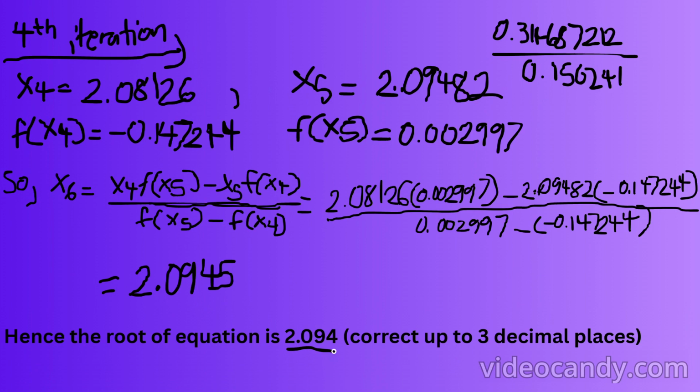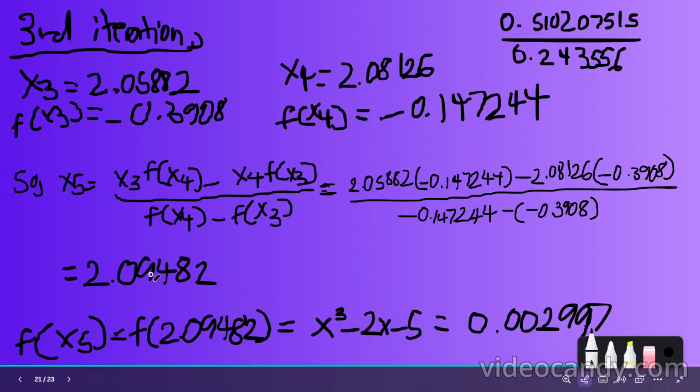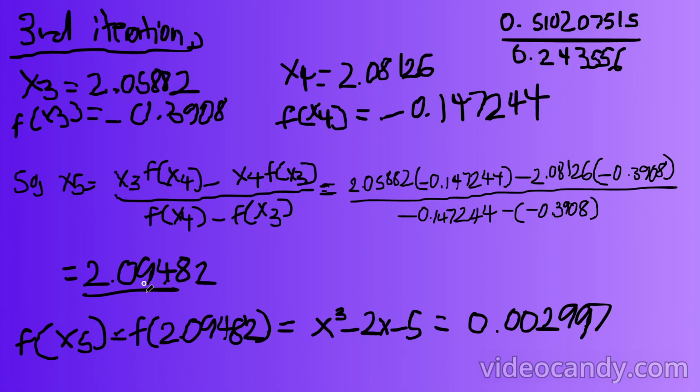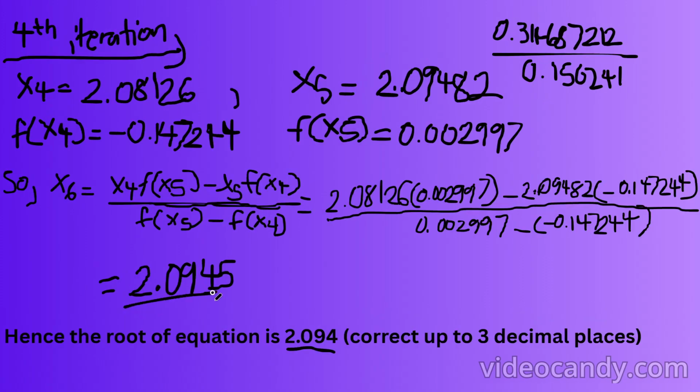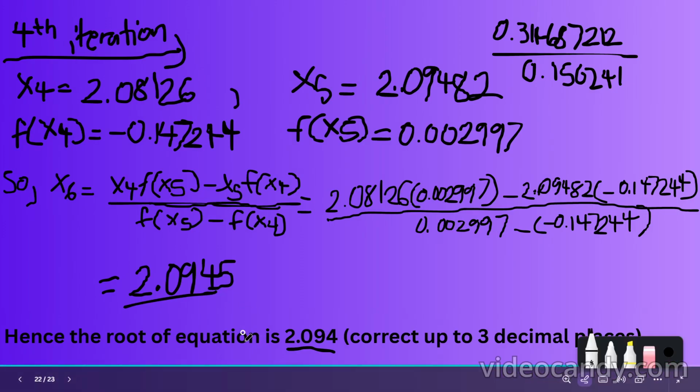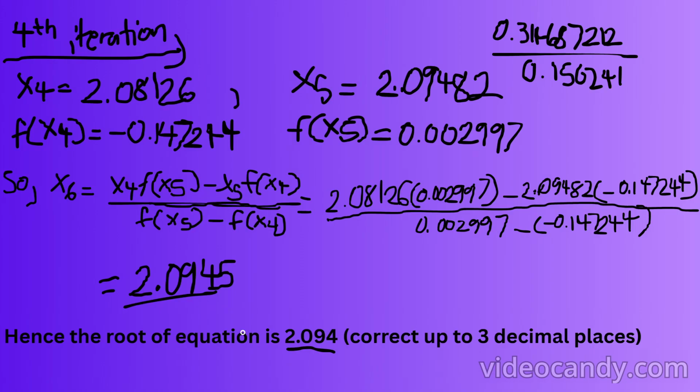Because how? Let's say in the third iteration you get 2.094. Another iteration, you already get 2.094. So that's it, the same number again, so that's the end of the iteration. Yeah. So the final answer is 2.094.